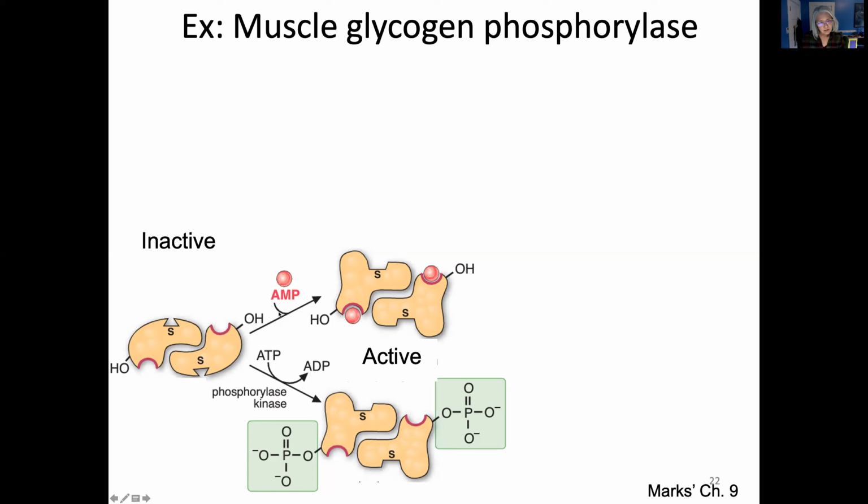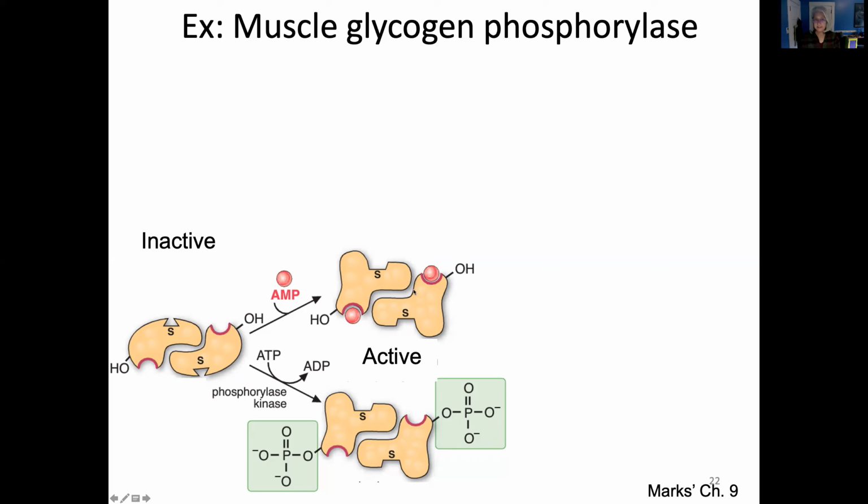One is if there are increased levels of AMP in the muscle cells. ATP starts being used by the muscles and ends up creating more AMP. And so there is an allosteric binding site for AMP, separate from the active site of the enzyme, that changes the conformation of the enzyme and puts it into an active conformation. So AMP is an allosteric activator, and this form of the enzyme is active.